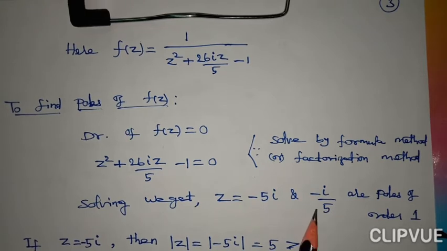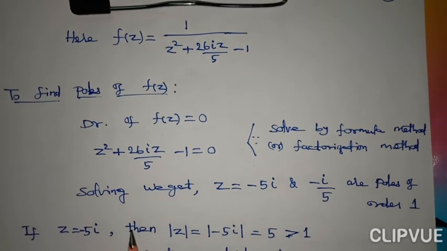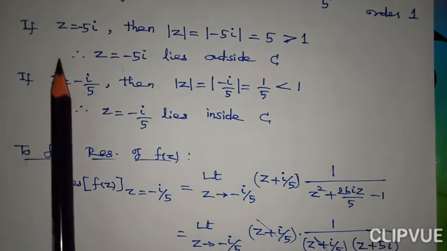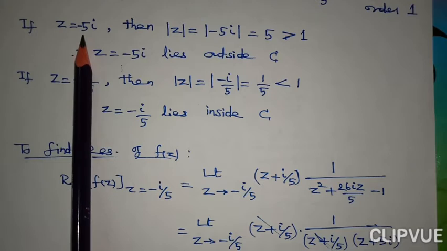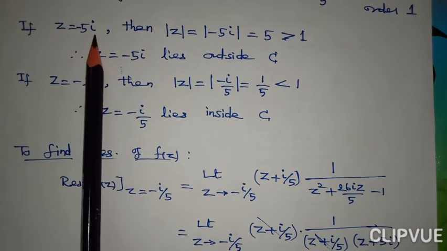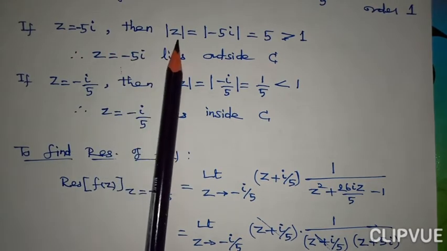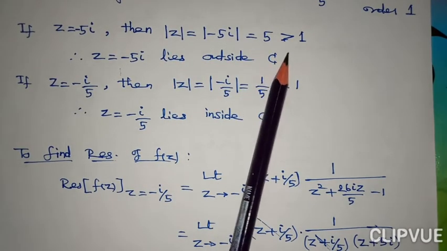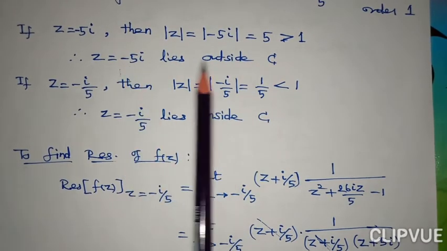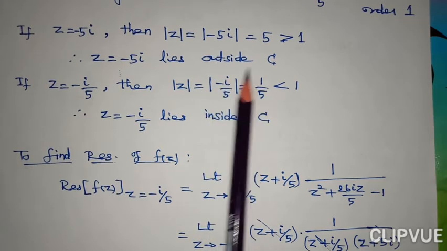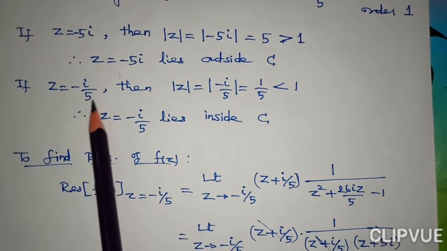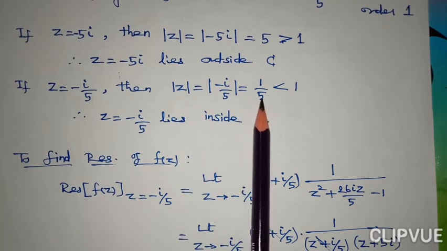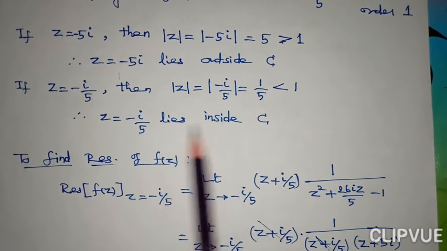Now after getting poles, what will we do? You need to check which poles are inside C and which poles are outside C. Now first we'll check for z equal to minus 5i. If you put z equal to minus 5i in the left hand side of the unit circle, modulus of minus 5i is 5, which is greater than the radius 1. Therefore z equal to minus 5i lies outside. Similarly, for the other pole, minus i by 5, if you put it into the left hand side of the unit circle, that gives you 1 by 5, which is less than 1. So it lies inside C.